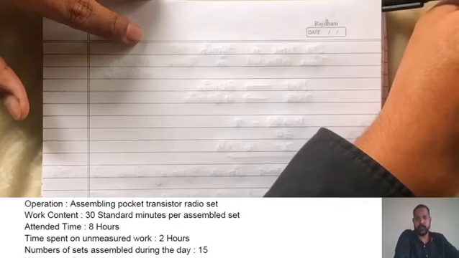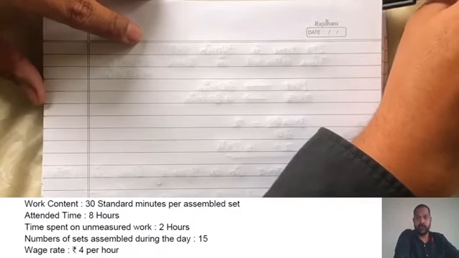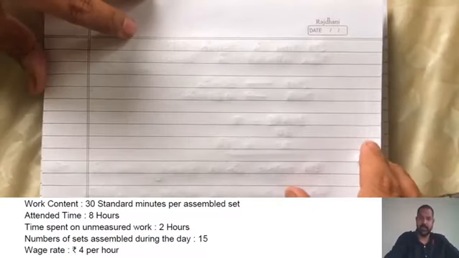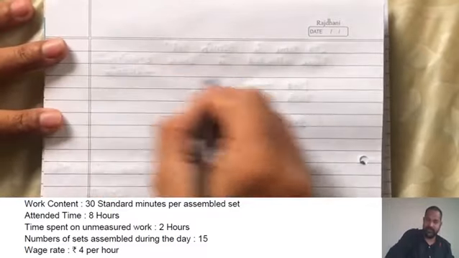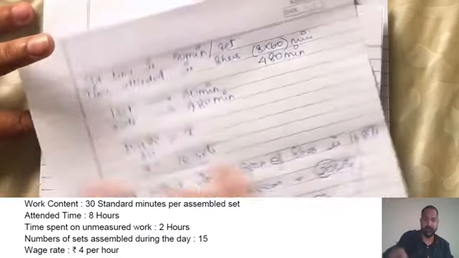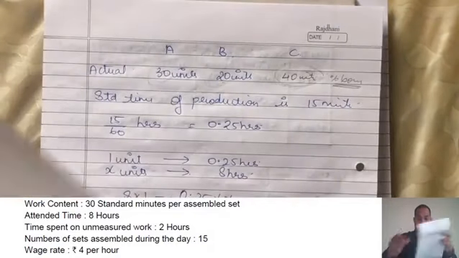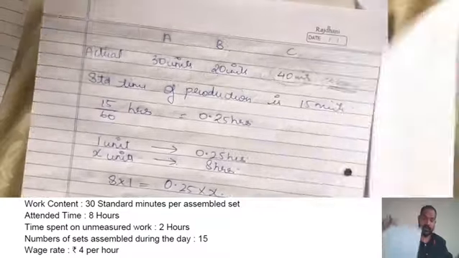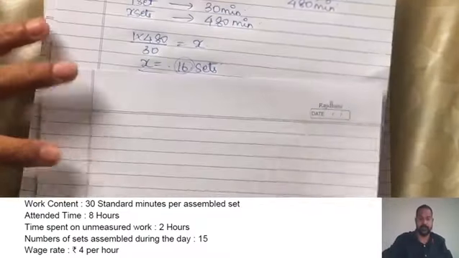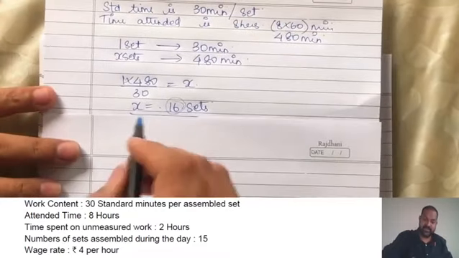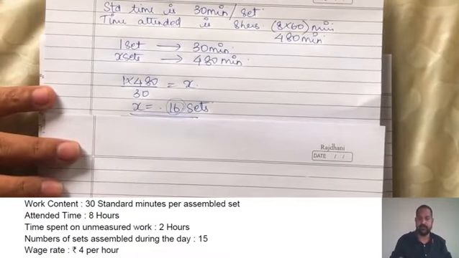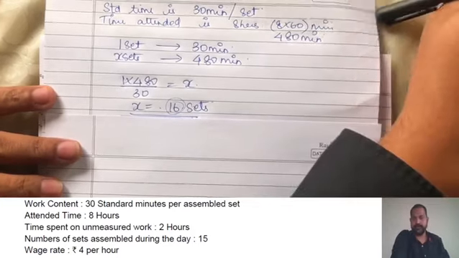Operation: you are assembling pocket transistors. What is the standard time in minutes? It is 30. So, again I will write everything down. I am now writing it in short because here I have written down everything in detail. Otherwise, I can do one thing: I can cut this into half and start doing this on a new sheet of paper. Best. Correct? So, I have my standard output of 16 sets. Is that right? Correct.